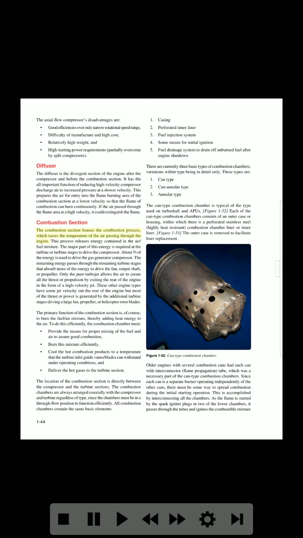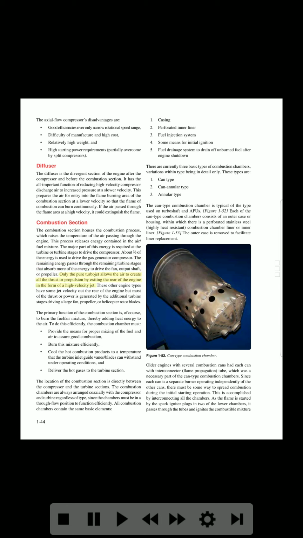Combustion section. The combustion section houses the combustion process, which raises the temperature of the air passing through the engine. This process releases energy contained in the air/fuel mixture. The major part of this energy is required at the turbine or turbine stages to drive the compressor. About two-thirds of the energy is used to drive the gas generator compressor. The remaining energy passes through the remaining turbine stages that absorb more of the energy to drive the fan, output shaft, or propeller.